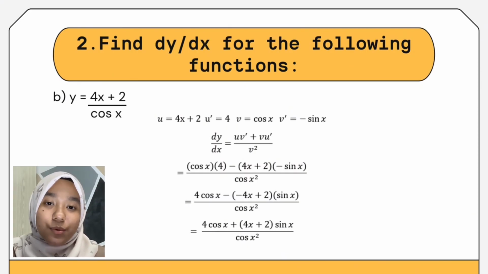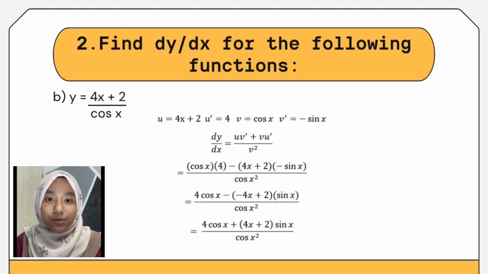Then we can insert u, u prime, v and v prime into the quotient rule to find dy over dx. So the equation will be dy over dx equals cos x multiplied by 4 minus (4x plus 2) multiplied by negative sin x, over cos squared x.